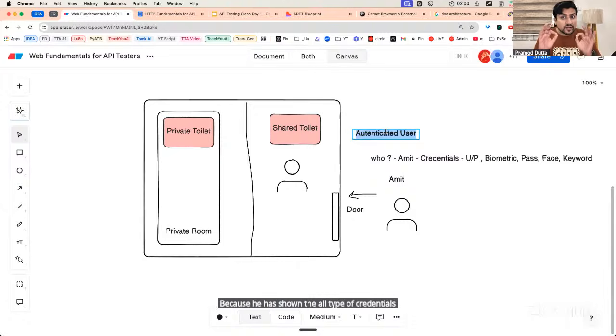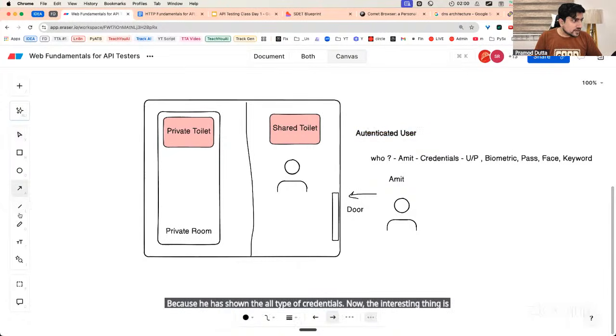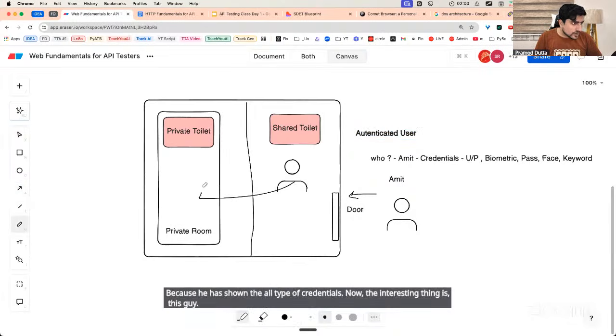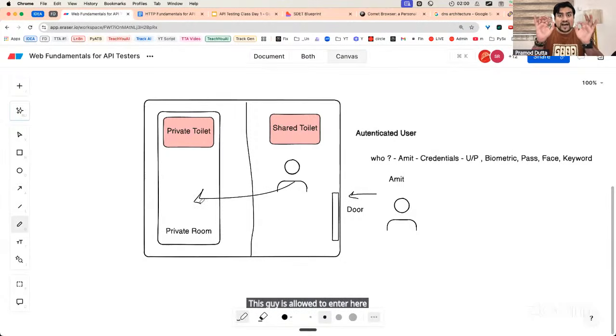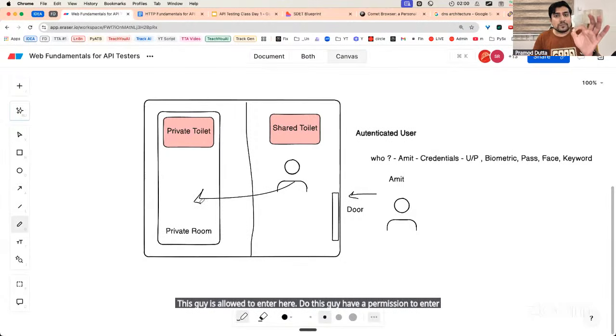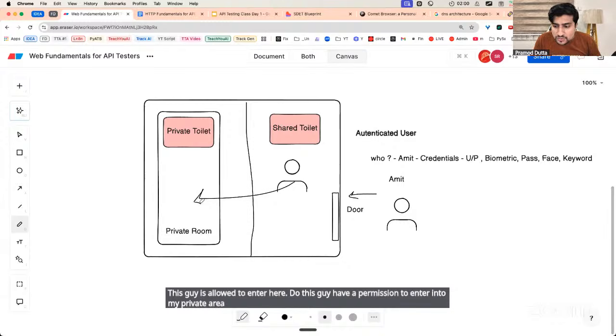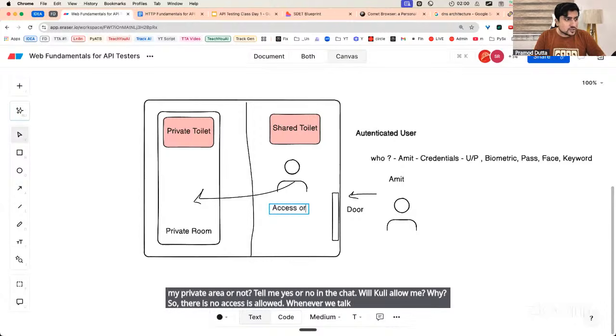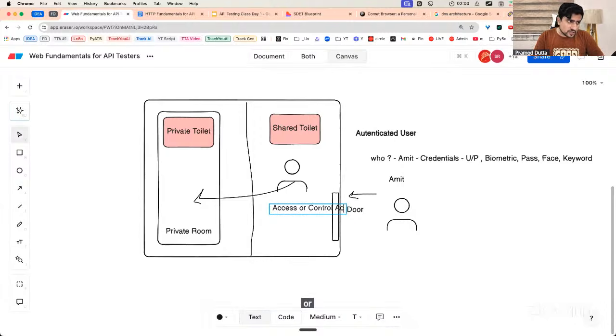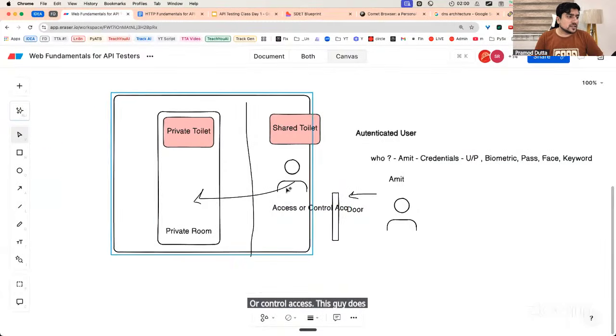Now, the interesting thing is this guy is allowed to enter here. Does this guy have permission to enter my private area or not? Tell me yes or no in the chat. He is not allowed at all. Why? Because no access is allowed. Whenever we talk about access or access control, this guy does not have the access.